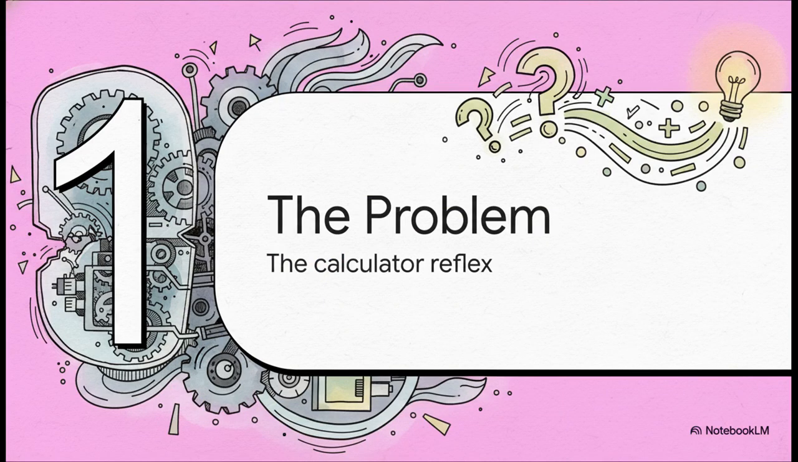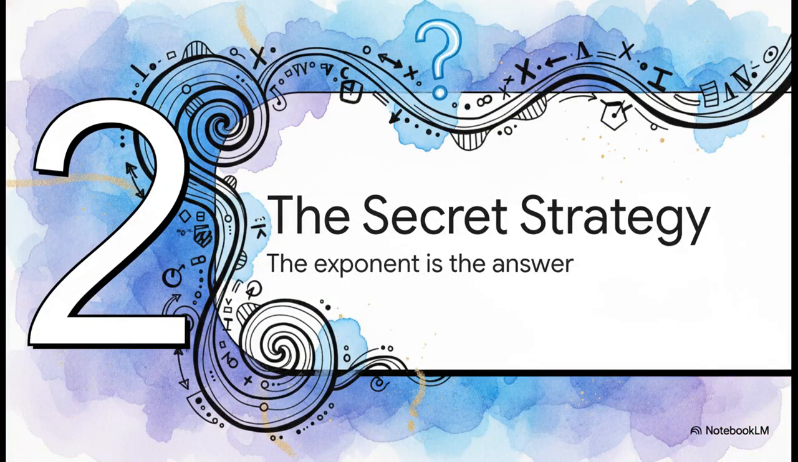So the problem isn't really the logarithm itself. It's that gut reaction, that reflex to think we need a machine to solve it. But honestly, it's just a simple question in disguise. And here it is. This is the secret strategy. A logarithm isn't about division or some crazy complex operation. It's just asking one simple question. What exponent turns the little number, the base, into the big number? And whatever that exponent is, well, that's your answer.